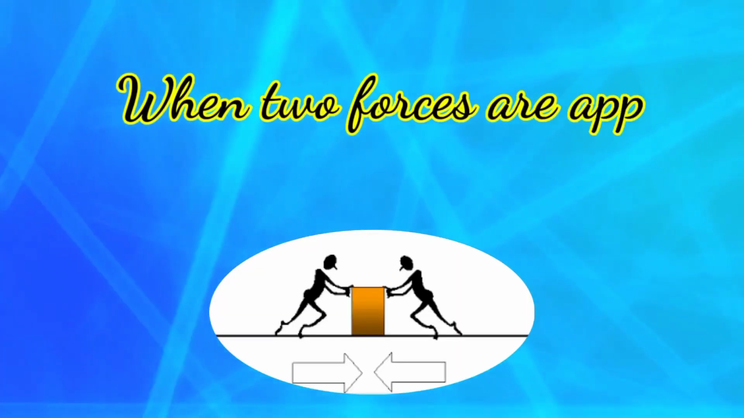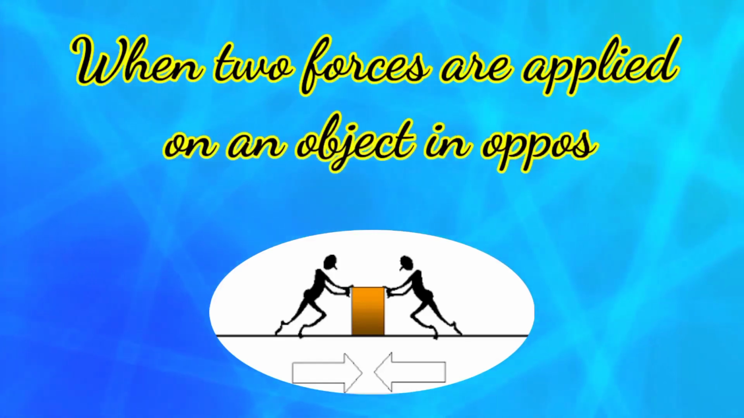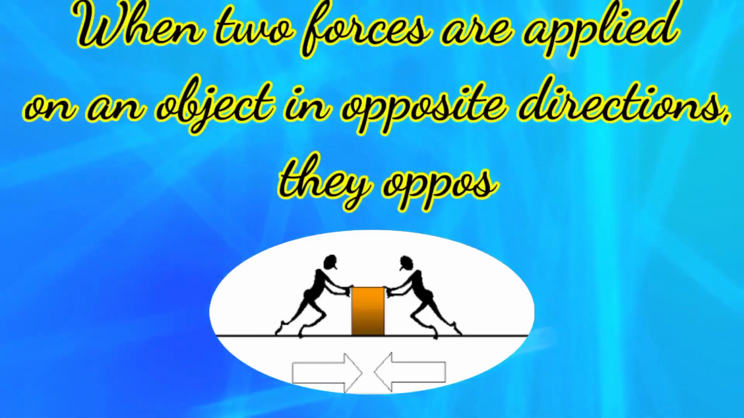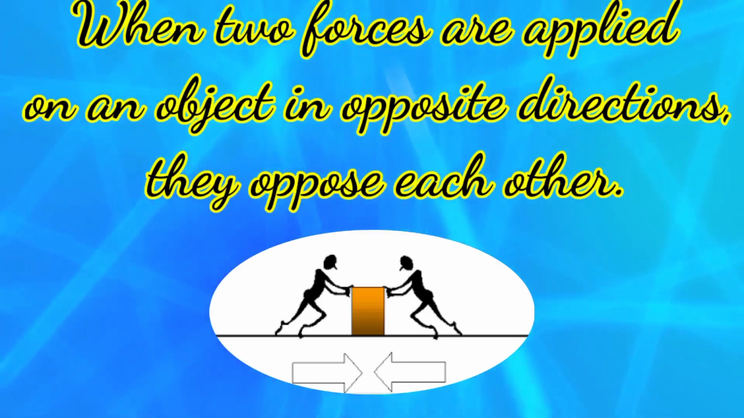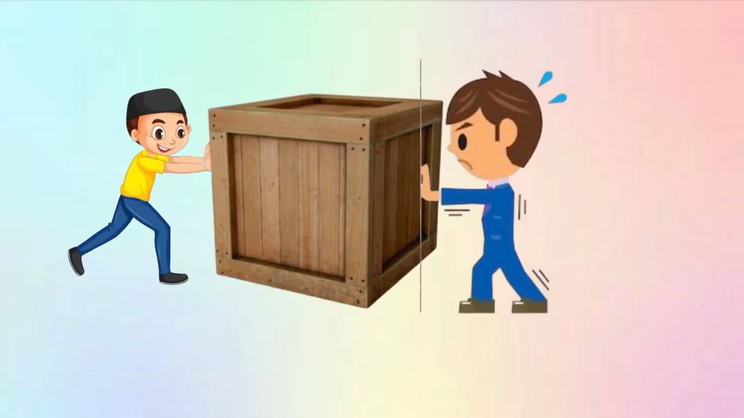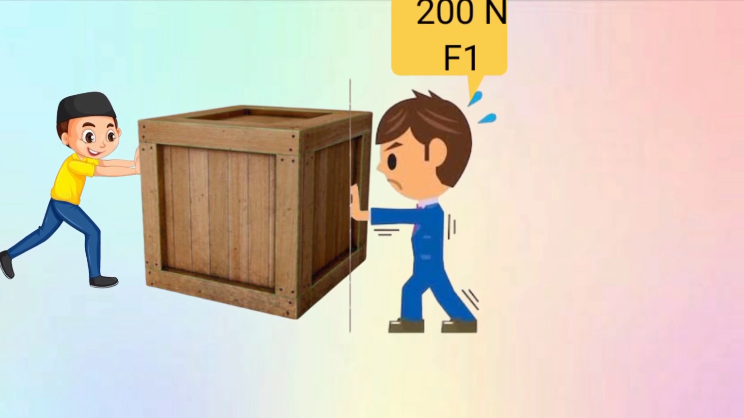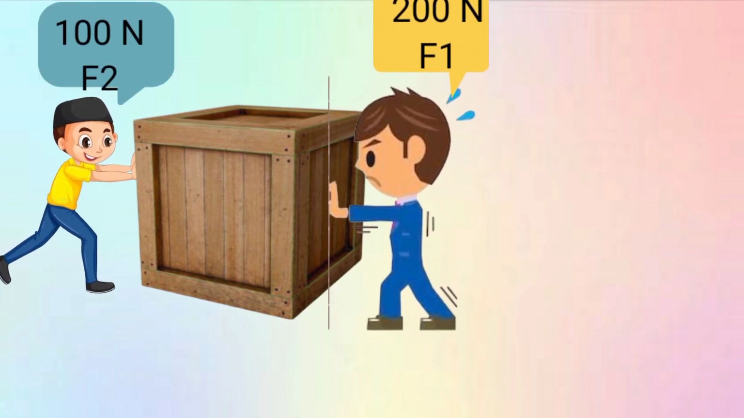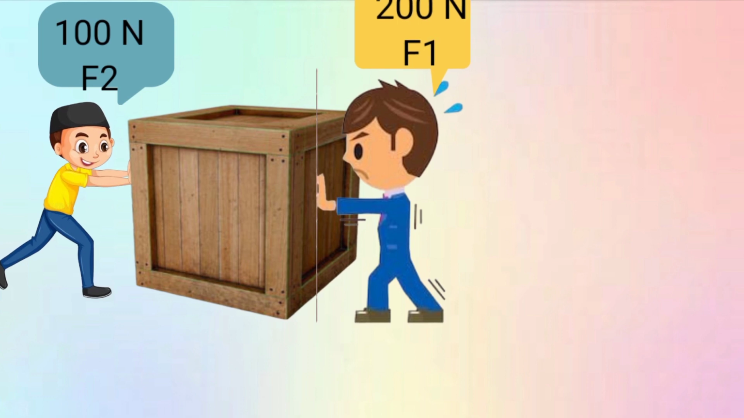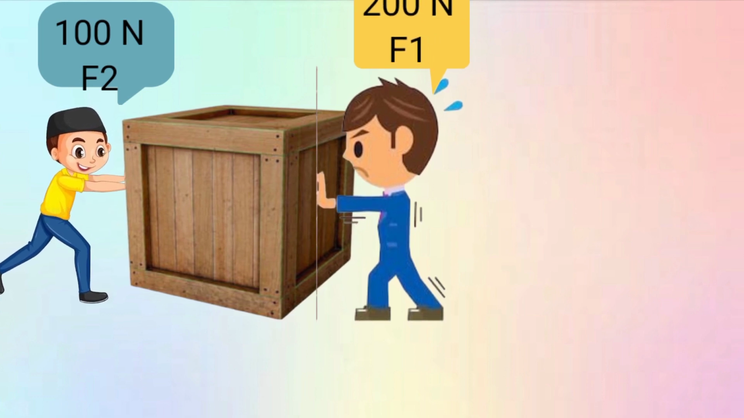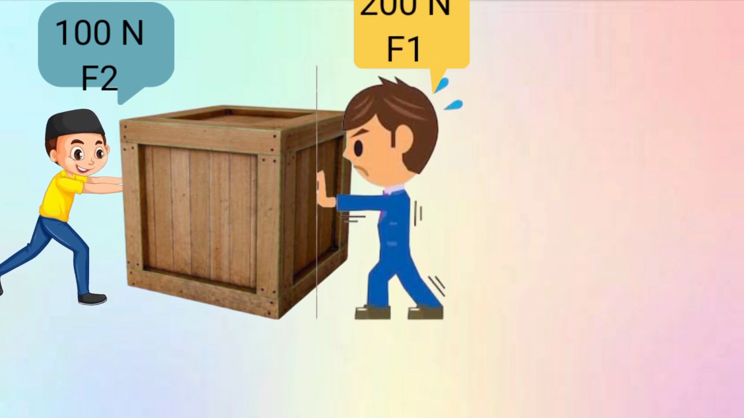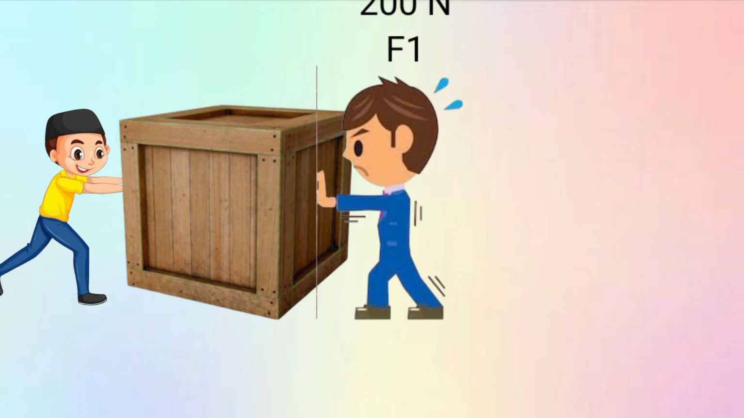Second situation. When two forces are applied on an object in opposite directions, they oppose each other. For example, the box is pushed by you with a force of 200 Newton and your friend starts pushing the box with a force of 100 Newton in the opposite direction. Does the box move? Yes, but slowly.